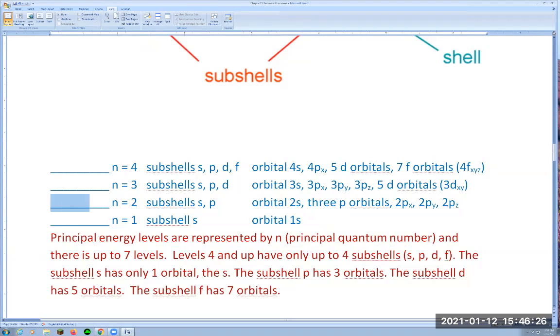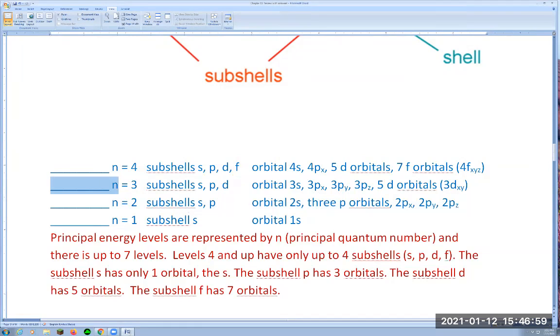So then in the second shell, there are more subshells. There are 2 subshells, right? The number 2 here tells you there are 2 subshells, the S and the P. Again, the S orbital is only one spherical orbital, and then you have the 3 p orbitals, and we identify them by 2px, 2py, 2pz. So in total, in the level 2, there are 1, 2, 3, 4 orbitals, right? 2 subshells, but 4 orbitals in total.